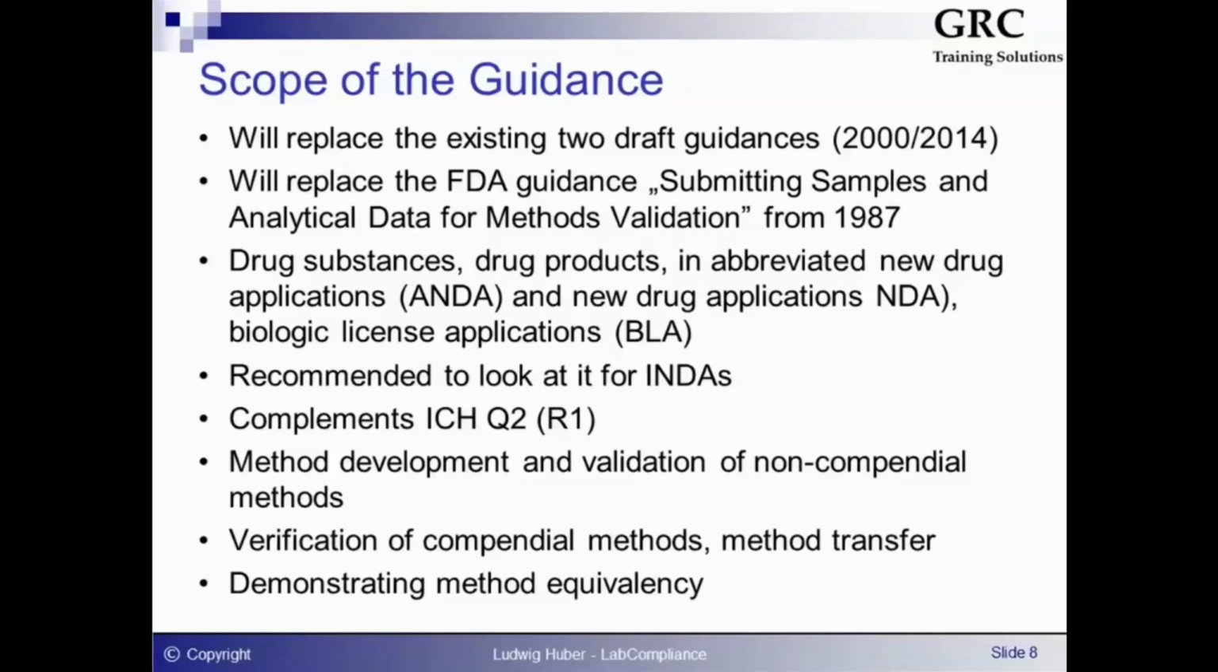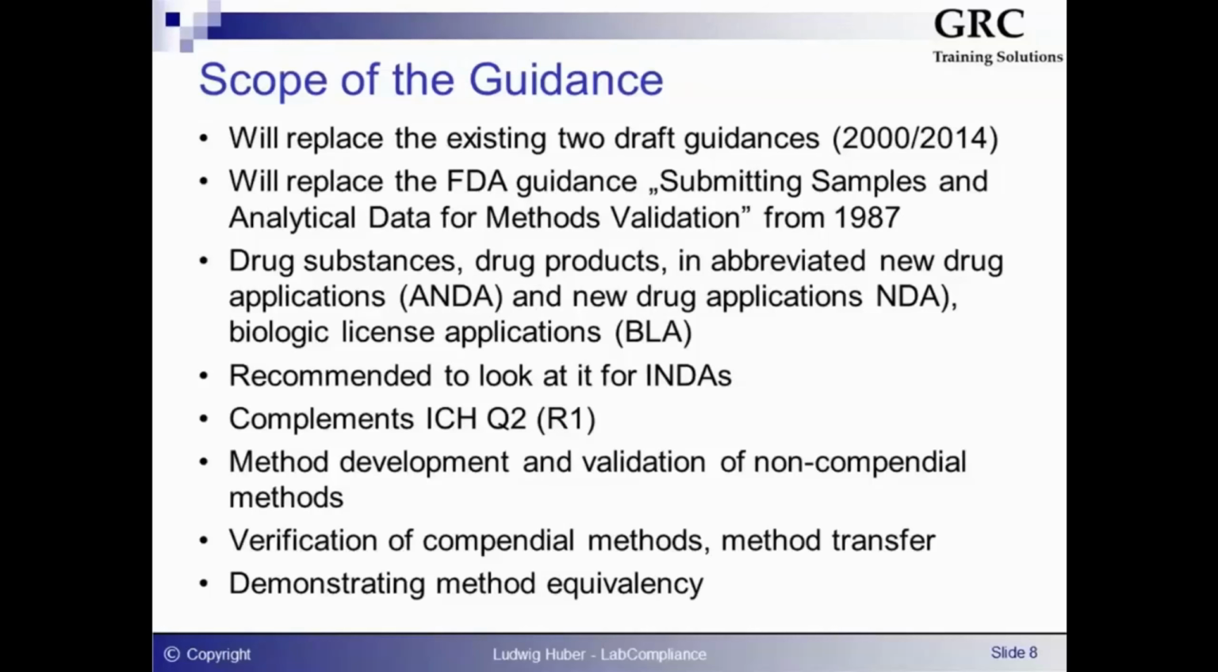The guide states that you can use a different approach than the recommendations in the guidance, but then you should discuss the matter with appropriate FDA product quality review staff before you submit your application to the FDA, which is always a good thing to do. And it also demonstrates method equivalency, so this is also important.